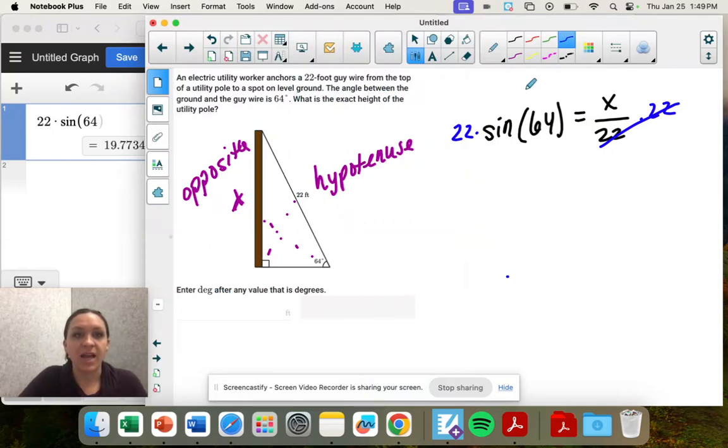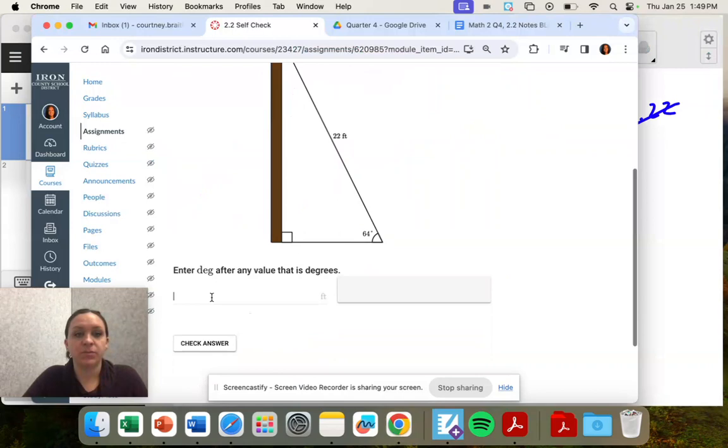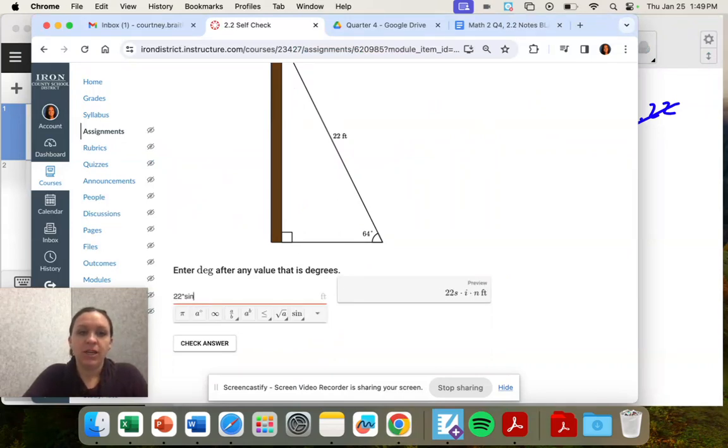What is the exact height? So I guess that means no rounding whenever it says exact. So 22 times sine, I think it makes me do this. Yep, of 64 degrees.